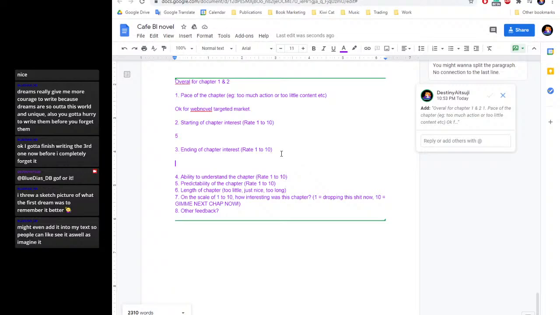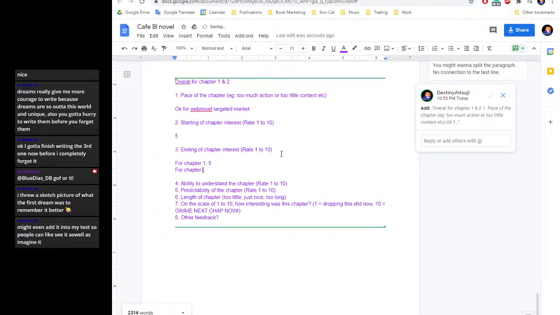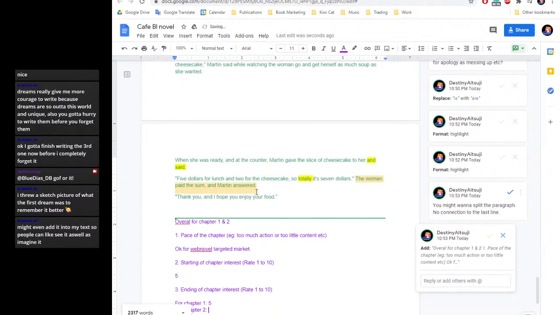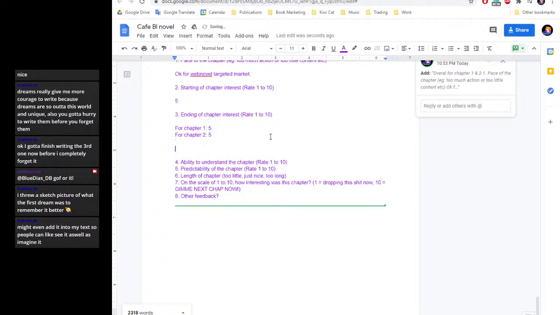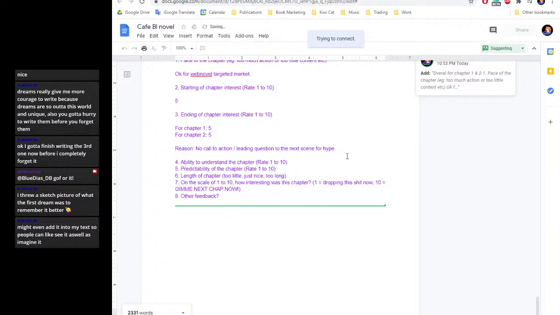So the ending of the chapter, for chapter 1, I was not satisfied because it wrapped up, but it didn't wrap up cleanly. So I'll give it a 5. For chapter 2, we just saw how it ends. He says, "Thank you. I hope you enjoy your food." But there was no call to action as well. No cliff. In other words, there is nothing to look forward to. I don't think it's very good. It could be better. It definitely could be better.